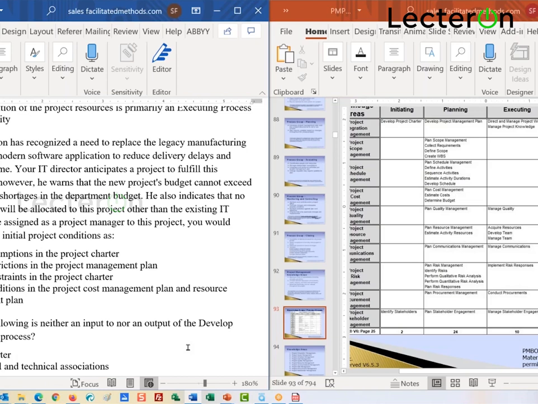Whenever it says you cannot exceed, that is a constraint. That's not an assumption. Now, the assumption would be that if I had said it would be fully staffed with existing IT staff, no, we don't really talk about a condition, okay? Project conditions is not really a term in PMP, okay? In PMP, we tend to have assumptions or constraints. Those are the two terms we use.